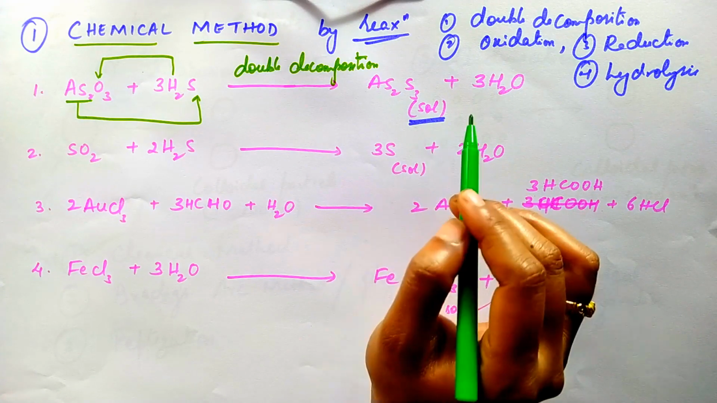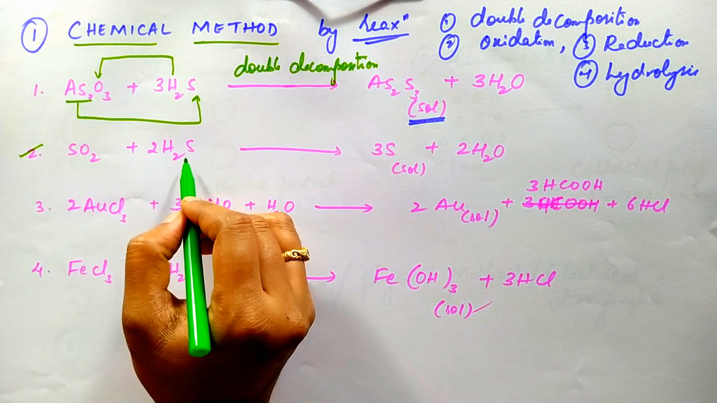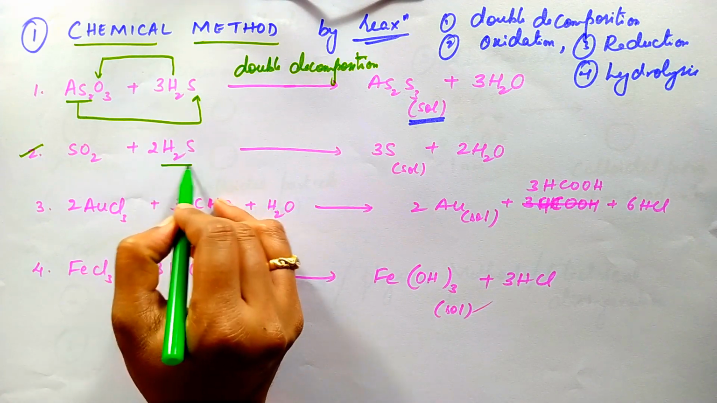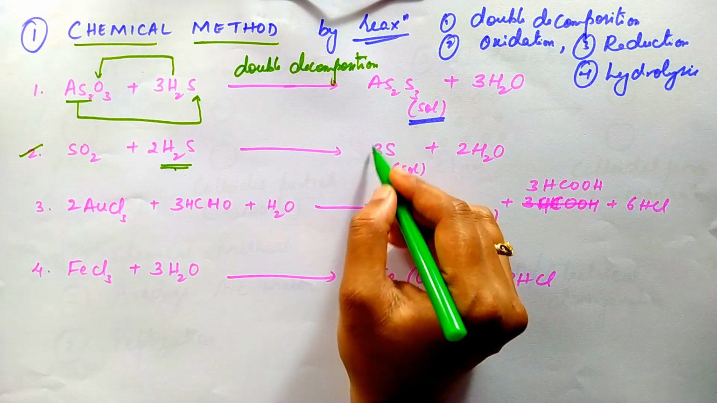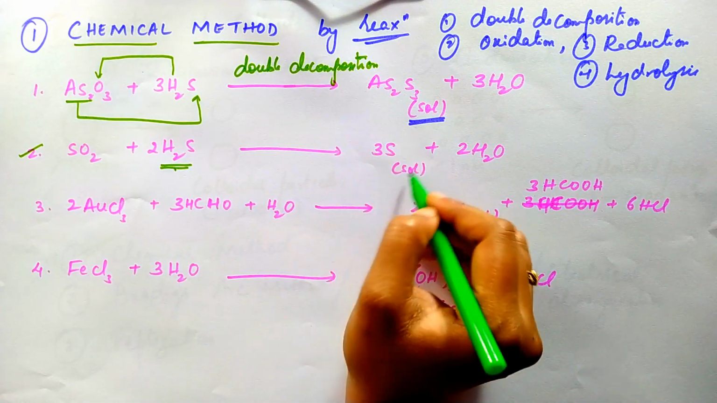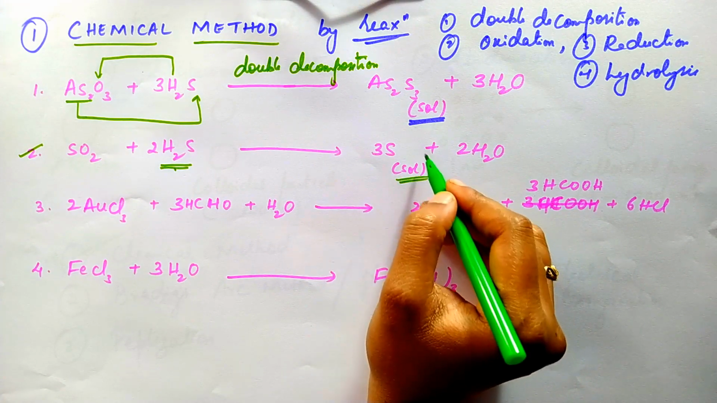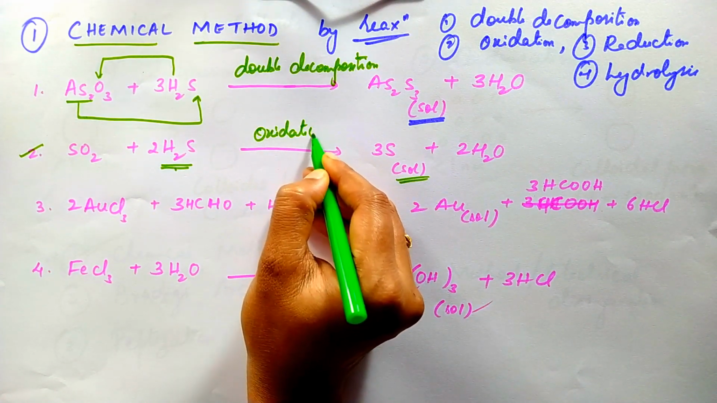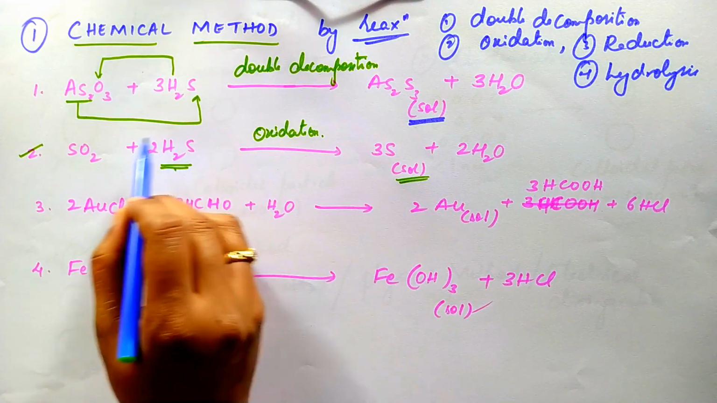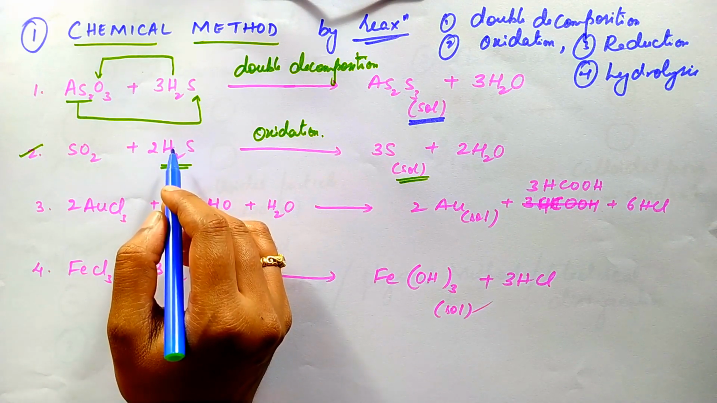So, colloidal sol. And the second one is sulfur dioxide with H2S. Here, hydrogen sulfide is oxidized into sulfur. It is oxidized into sulfur. Okay, so sulfur is a sol, colloidal sol. This is the oxidation method. Here, the hydrogen combines with water and here the hydrogen sulfide is oxidized.